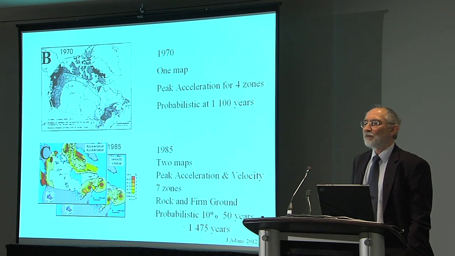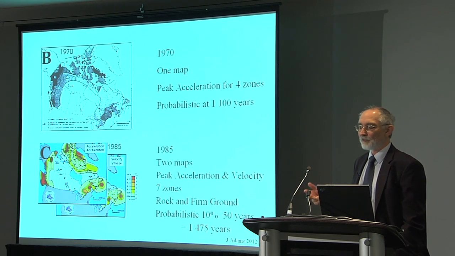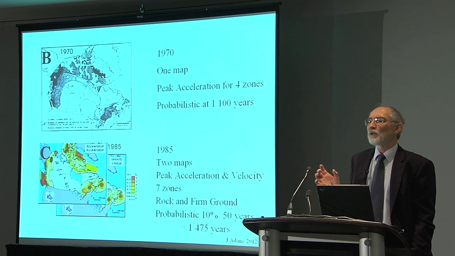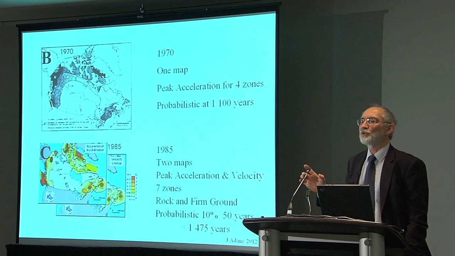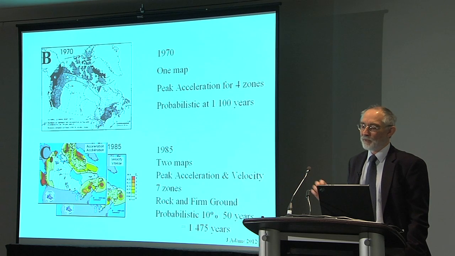In 1985, the one map was replaced by 2 maps. We now have maps of peak acceleration and peak velocity. The reason for that is that peak acceleration is a very high frequency motion, and it's most relevant to the design of short buildings like 2 to 4 story buildings. If you're starting to design 20-story buildings, peak acceleration is really not a very good input.